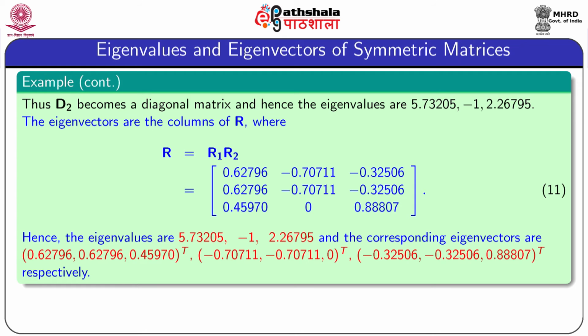The first one is 0.62796, 0.62796, 0.45970. This comes from the first column of the matrix R, the second eigenvector is the second column of the matrix R, and the third eigenvector is the third column of the matrix R. So, these are the eigenvalues and eigenvectors of the given matrix.